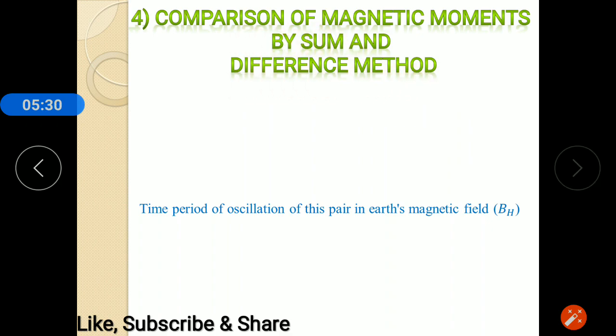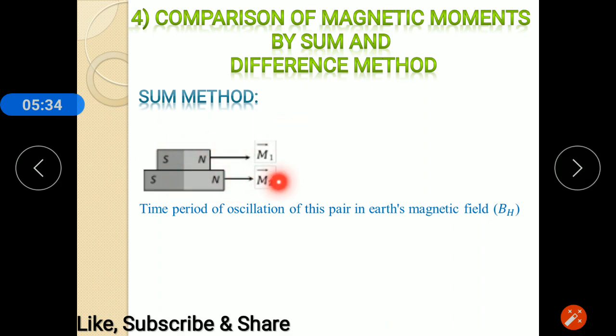This one is another method, the sum method. In the sum method, the two magnets are considered. Whenever we put the two magnets in the sum method, their magnetic dipole moments are in the same direction. As magnetic dipole moment is a vector quantity, when the two vector quantities are along the same direction, we just add. So the net magnetic moment of both the magnets is m1 plus m2.